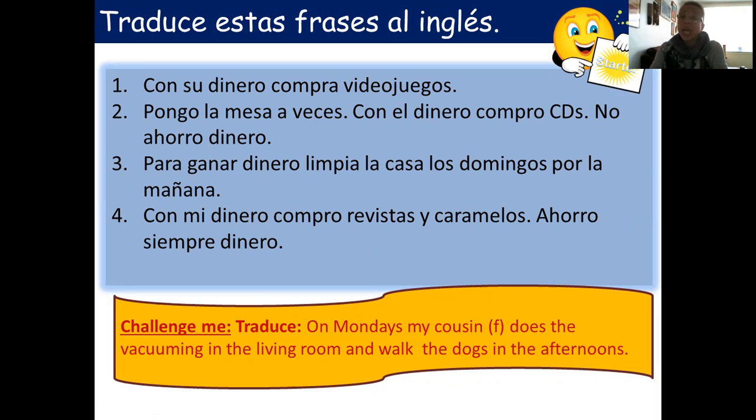And then you've got the challenge. You are gonna translate this sentence: on Mondays, my cousin, and there is an F in the bracket, so is feminine, does the vacuuming in the living room and walks the dogs in the afternoons. So you're gonna translate that sentence into Spanish. So pause the video, give yourself between 3, 5, 6 minutes to do this activity.